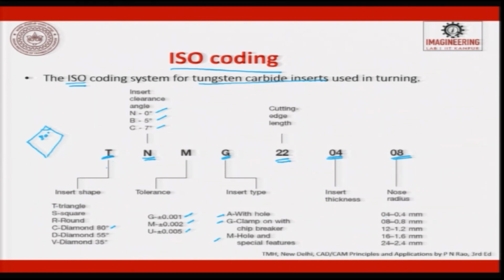You will have shape, then clearance angle, then cutting edge length and the nose radius. The rest you can see: the tolerance which is given, and how the insert is getting clamped. So, you will have 1, 2, 3, 4, 5, 6 and 7, the same as your single point cutting tool nomenclature, which is done with 6 and 1. The last is always for the nose radius. Here also it is for the nose radius.